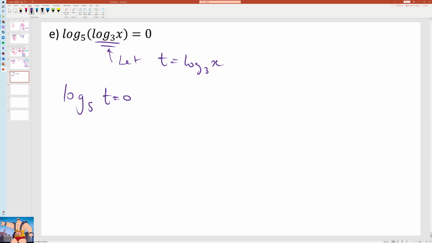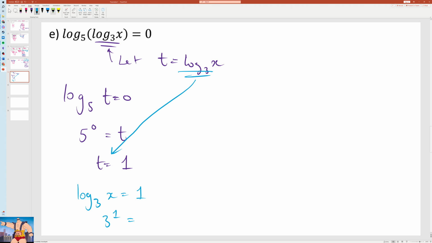And remember the story of logs. The story of logs says, okay, to what exponent do I have to raise the 5 to equal the thing inside the log? Well, I already had the answer. The answer is 0. So 5 to the 0 is equal to t. Therefore, t is equal to 1. And, well, since we didn't actually start off with the t's, we have to put back the original definition of our log. Log base 3 of x is equal to 1. And one more time here. 3 to the exponent of 1 is equal to the insides of our log, x. Therefore, x is equal to 3.